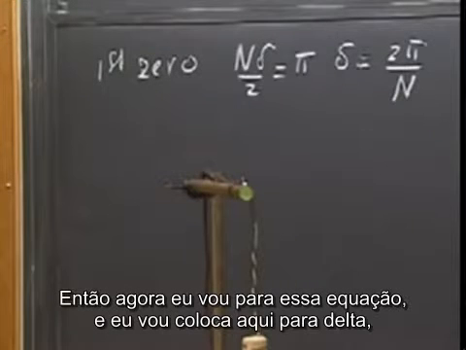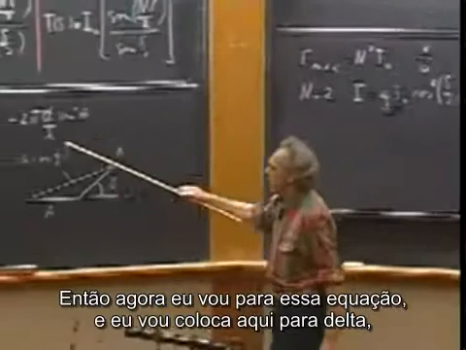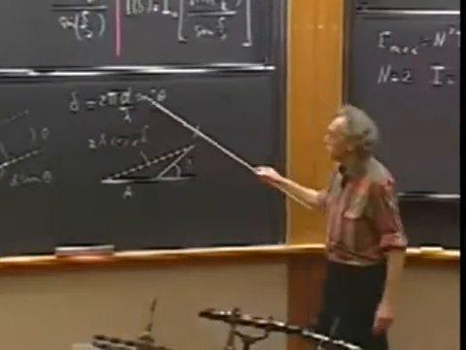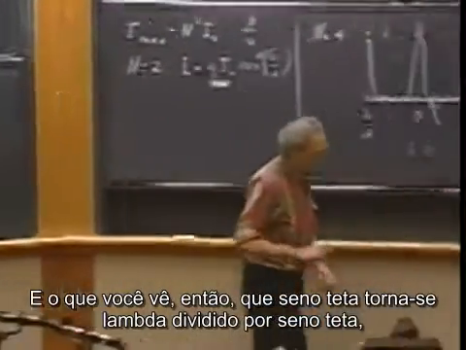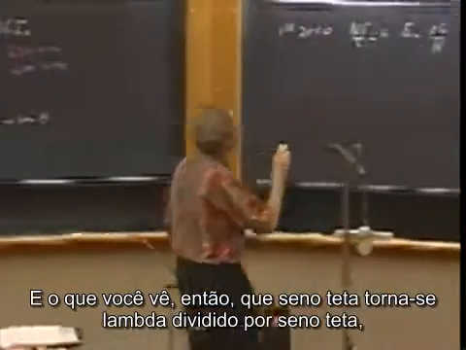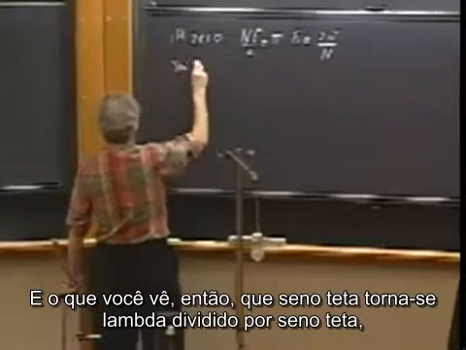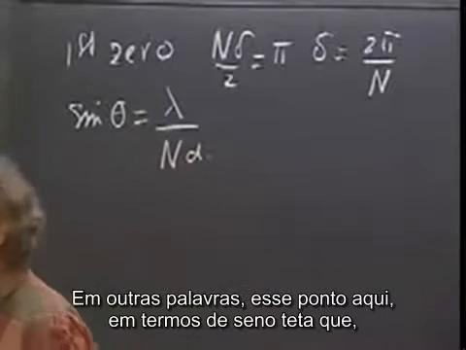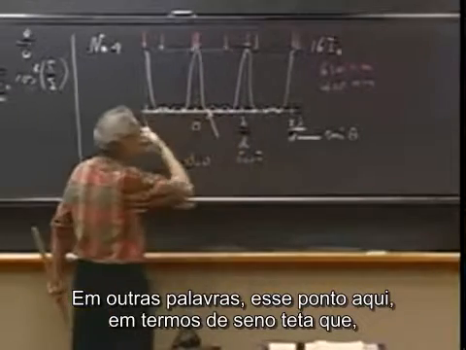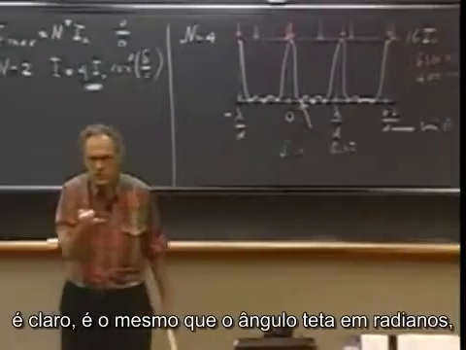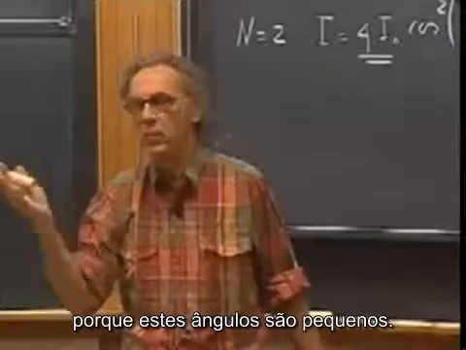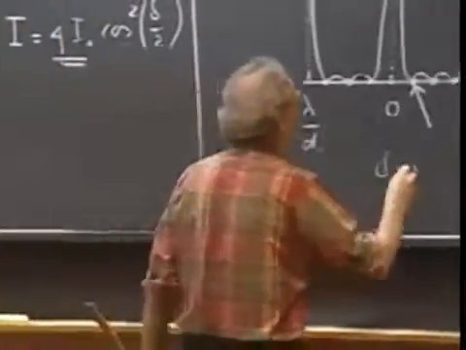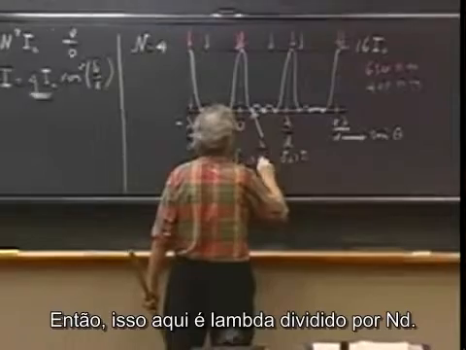So now I go to this equation, and I put in here for delta 2 pi divided by n. And what you see then is that sine theta is now lambda divided by nd. In other words, this point here, in terms of sine theta, which of course is the same as angle theta in radians because these angles are small. So this is an angular dimensional plot. So this here is lambda divided by nd.